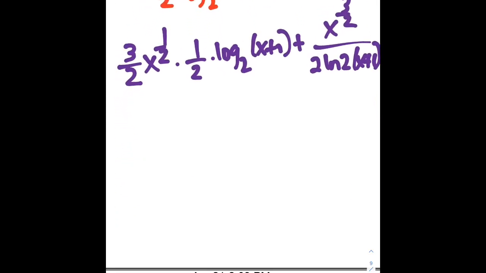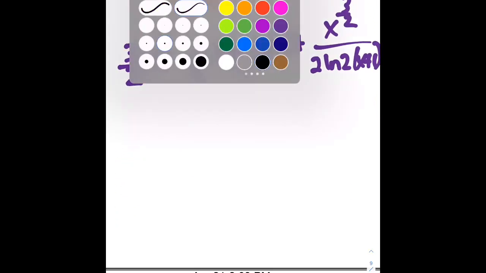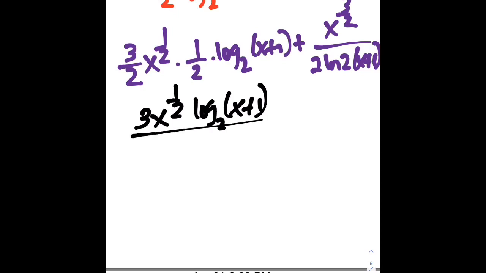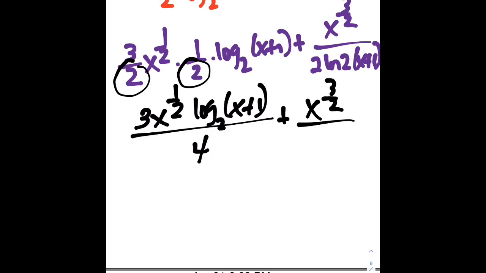And you guys, there's really no good way to clean this up. I would just write this as a final answer of, this is going to be 3x to the 1/2 times log base 2 of x plus 1 all on the top, all over 4. And then I just have that x to the 3/2 all over 2 times the natural log of 2 times x plus 1.